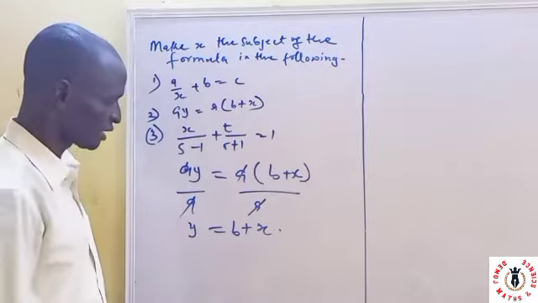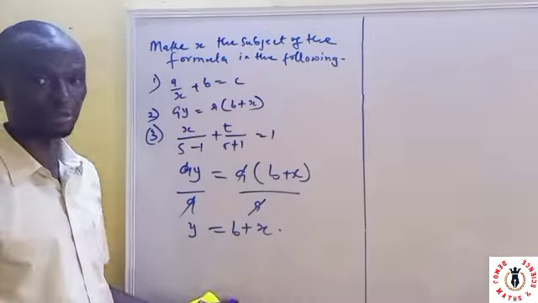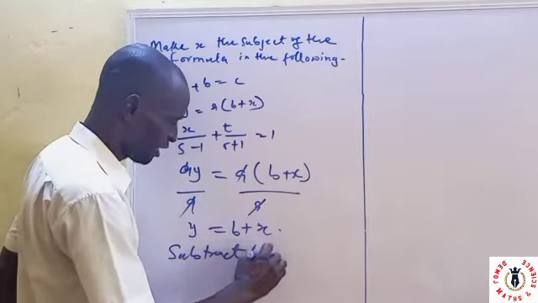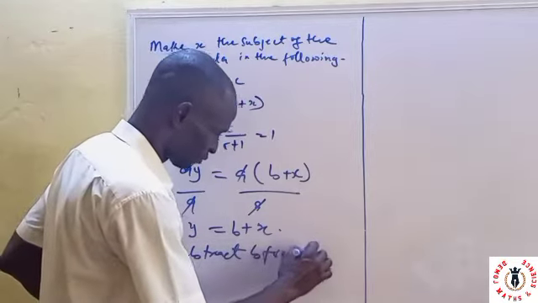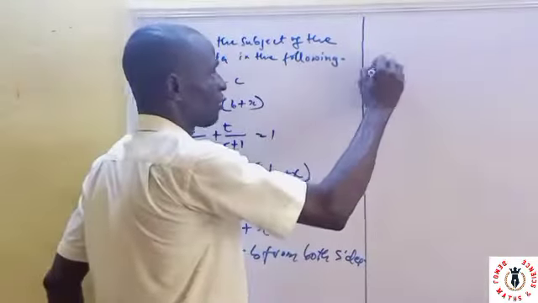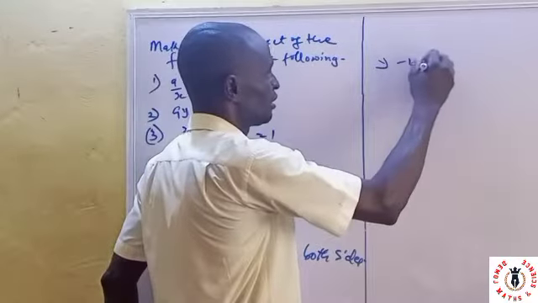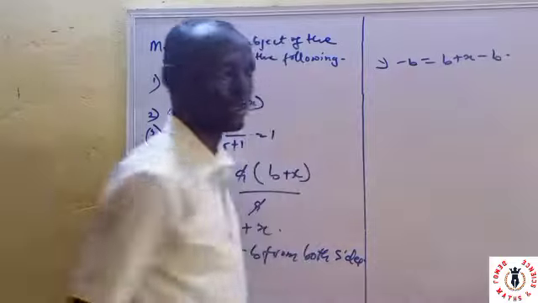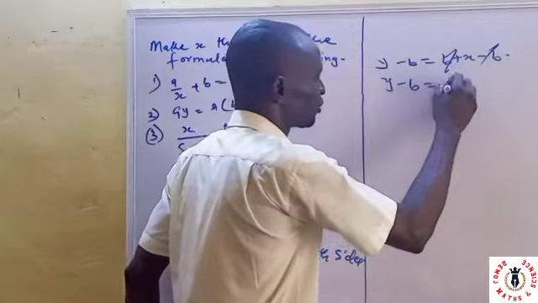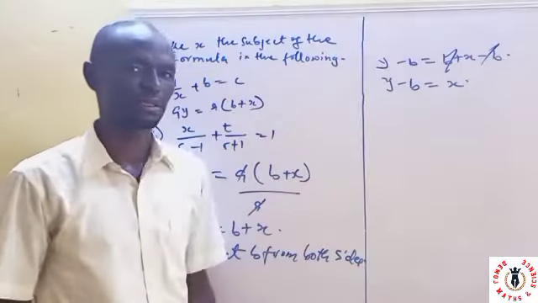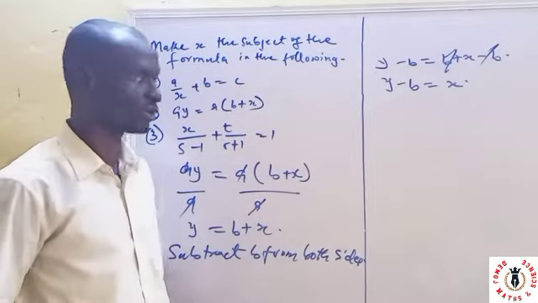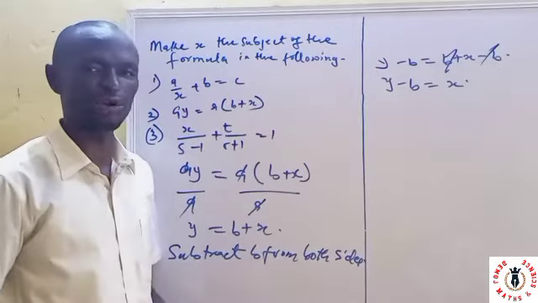X. Since I have b plus x here, and I need x as my subject of the formula, the next thing is to subtract b from both sides. So that my y now becomes y minus b is equal to b plus x minus what? B. B goes away with b, and I'm left with y minus b is equal to what? X. With this, let me leave you with question 3, and I'll be back to solve question 3. Try your hands on it and let's see how far you can go.